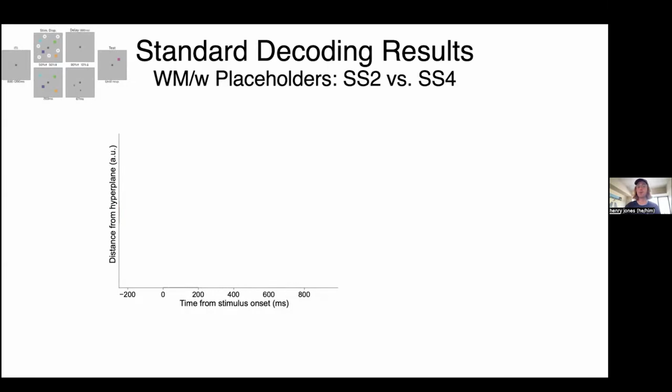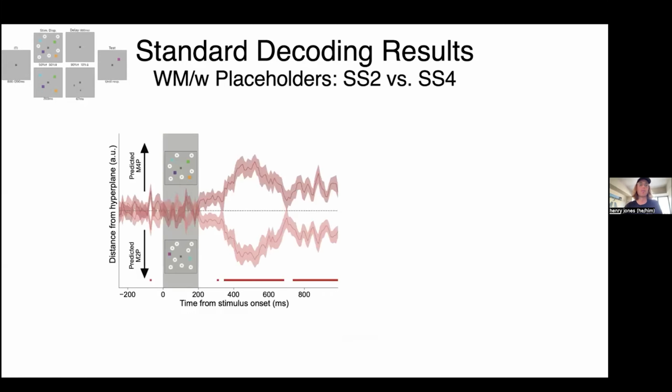With that setup, the first thing we did was sort of our vanilla decoding analysis. So we trained a classifier to decode set size 4 versus set size 2 in our normal working memory task with placeholders as our sort of baseline comparison. And now here I'm plotting not the sort of decodability, but the distance from the classifier's decision boundary across time, with positive being predicting set size 4, negative being predicting set size 2. And hopefully what you can see is that the classifier reliably separates these 2 conditions. So it works. That's just sort of replicating stuff we've seen over and over again.